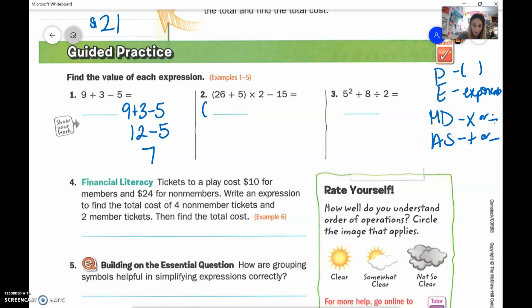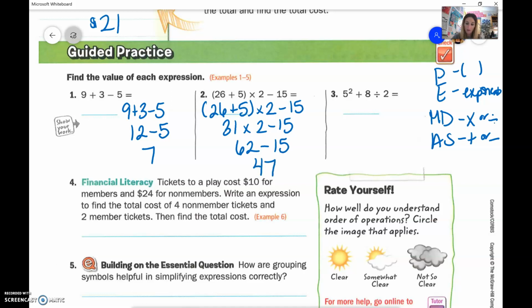Okay, let's rewrite this problem. Parentheses, 26 plus 5, close the parentheses, times 2 minus 15. So we start with the P, parentheses. Do I have them? Sure do. So 26 plus 5 is 31, and I bring everything else down. Nice and neat. Done with parentheses. Do I have any exponents? Nope. Moving on. Multiply or divide. Do I have that? I sure do. I have multiplication, so I must multiply 31 times 2. 31 times 2 is 62. Bring down my minus 15. 62 minus 15 is 47.